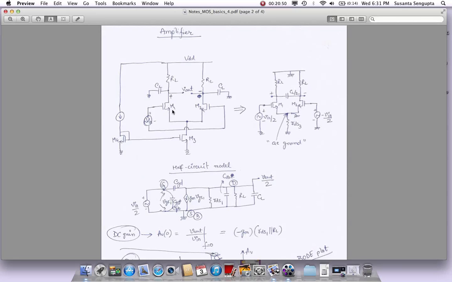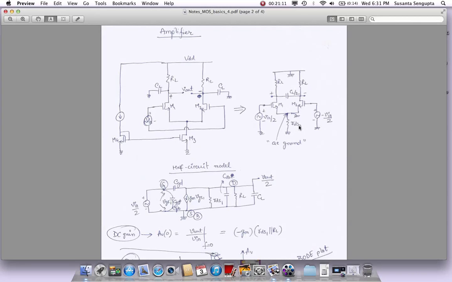So let's see the first level of circuit simplification. How do we go from here to here? We don't need to worry about all this, because all M3 does is, its gate voltage is never going to change. It's a fixed DC current. So it's a DC voltage. Its VGS will never change. So what does M3 look like? M3 just looks like an RDS in small signal model.